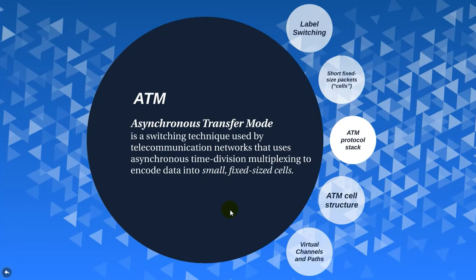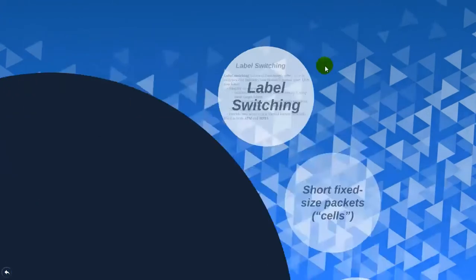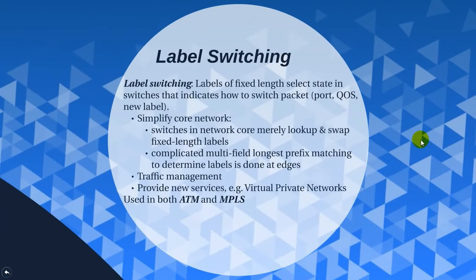It is a switching technique used by telecommunication networks that uses asynchronous time division multiplexing to encode data into small fixed-size cells. And label switching we use both in ATM and MPLS, which means labels of fixed length, selected in switches, that indicate how to switch packets. It simplifies the core network, is good for traffic management, and provides new services.